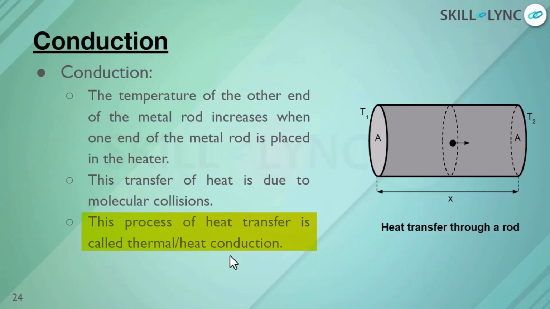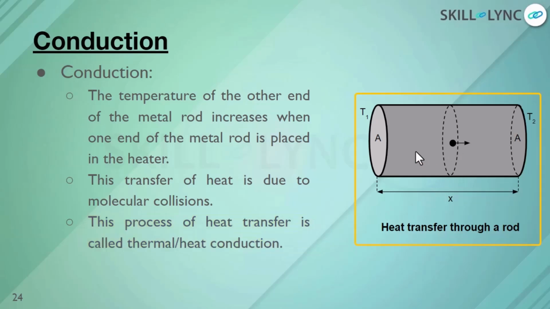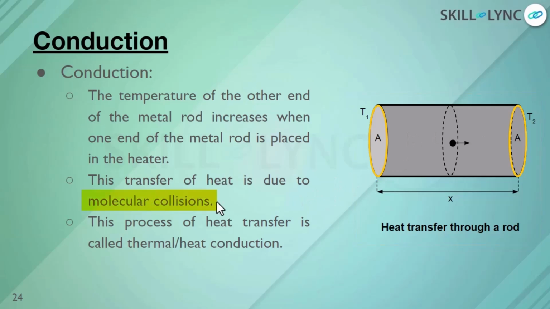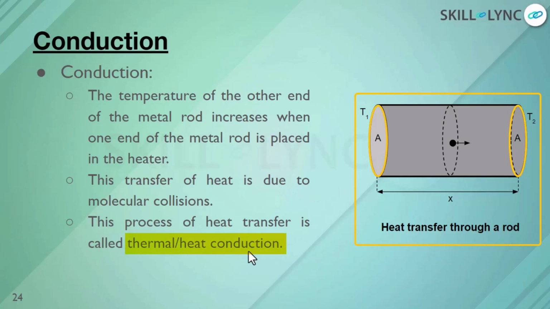Okay, so let's try to understand this using a picture. This picture denotes a rod. Let's suppose one end of the rod is placed in a heater. Let T1 be the temperature of the heated end and T2 the temperature of the other end, which is at the ideal state. There will be a transfer of heat from T1 to T2, and T1 would always be greater than T2. This transfer of heat happens due to the molecular collisions of the molecules present inside this rod, and this process is called thermal conduction or heat conduction.